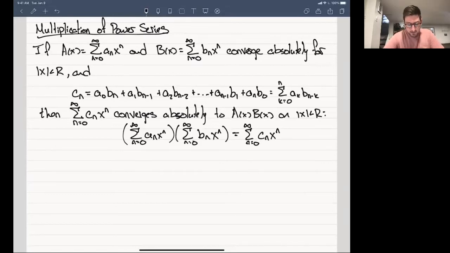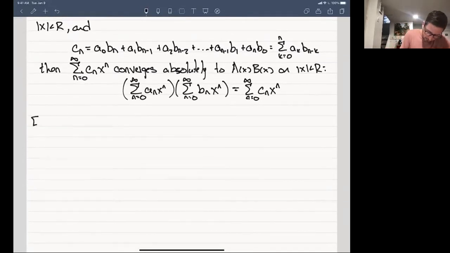Now, in practice, this is not very fun, right? This is a very complicated formula that only gets worse as n gets larger for the coefficient c_n. So what do we do as mathematicians? Typically what we do is we just write out the first few terms. We know that it converges, that's fine. We can use a computer algebra program to parse this out for us. But let me show you what I mean.